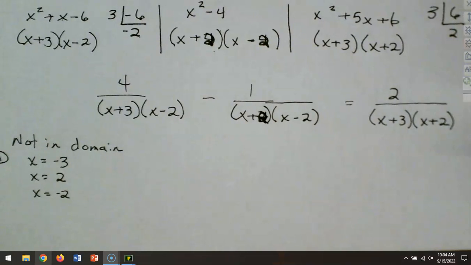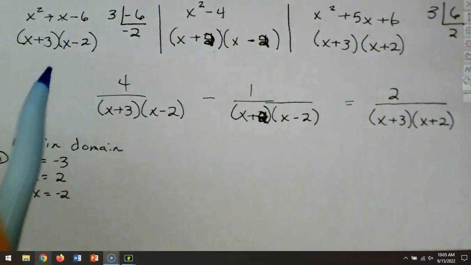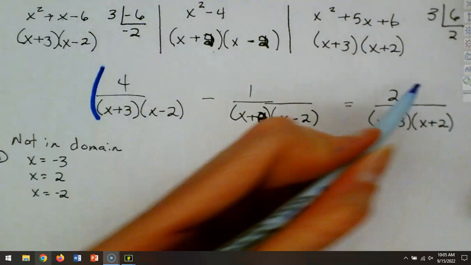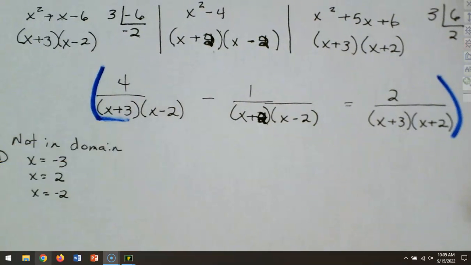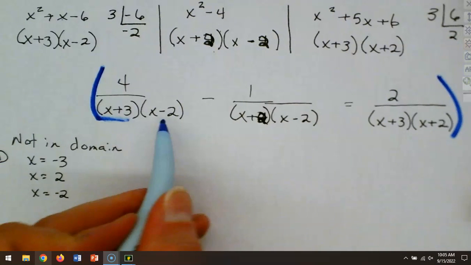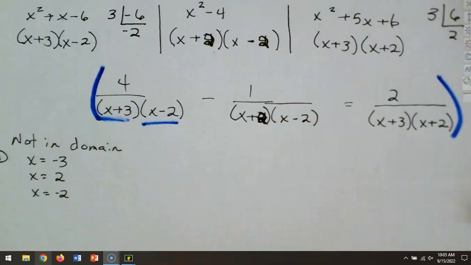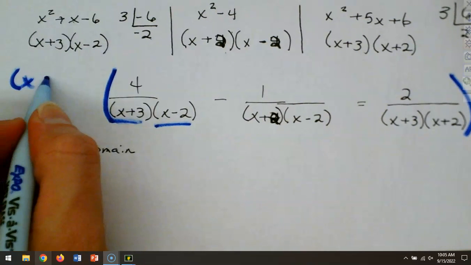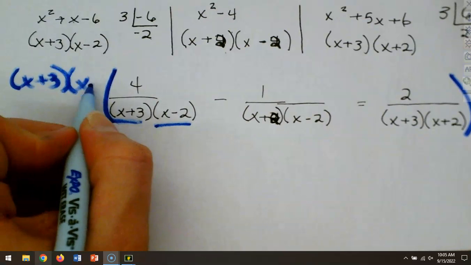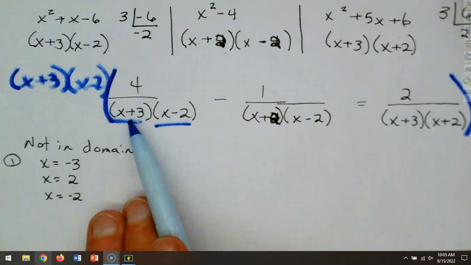Now what we need to do is see how we can clear out these fractions. When we clear these out, we look and see, as a total, what do we have and how do we get rid of all the different parts? Okay, so let's look here. What do we have in our denominator? We have an x plus 3 and an x minus 2. So out in front, I'm going to have to multiply this by an x plus 3, x minus 2. That's going to take care of that.